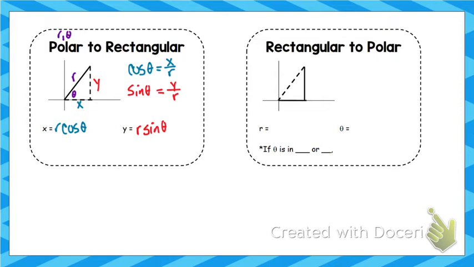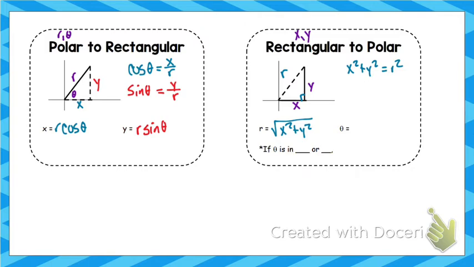Let's start with rectangular. So we're starting with x comma y, and we're trying to get to polar. So I know x and I know y. Well, the first thing I need is r. Okay, I'm trying to figure out what r is. Well, if I know x and y, that's a right angle. X squared plus y squared is equal to r squared. So r is the square root of x squared plus y squared. That also might look familiar from the last unit because it's the same equation as magnitude.